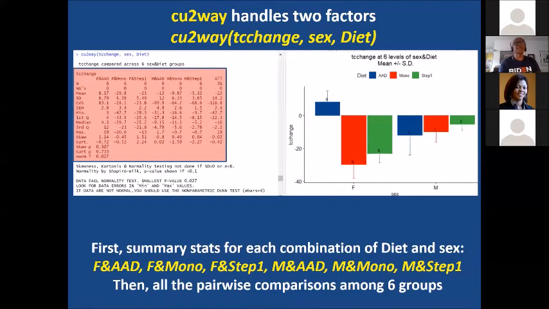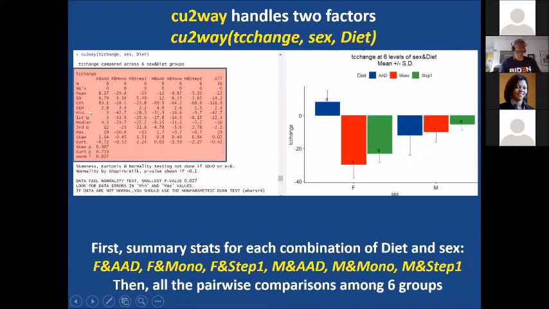So the syntax again is pretty simple. You say CU2-way, TC change, sex, diet. You can give it in any order you want. You can say diet, sex, or sex, diet. It will affect mainly the way the bar graph looks. So depending on how you like the bar graph to be organized, you can choose the order.